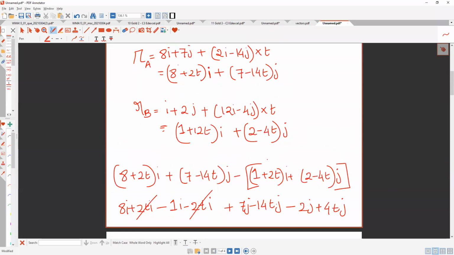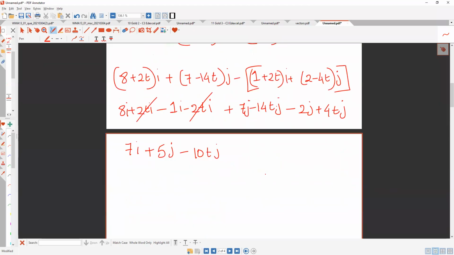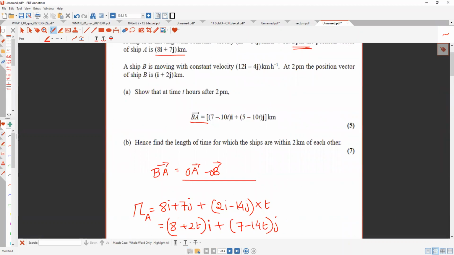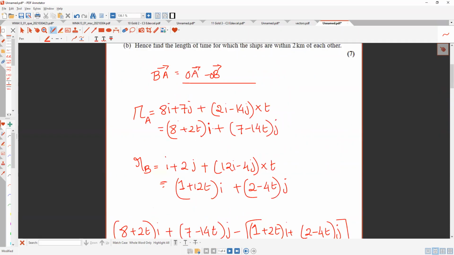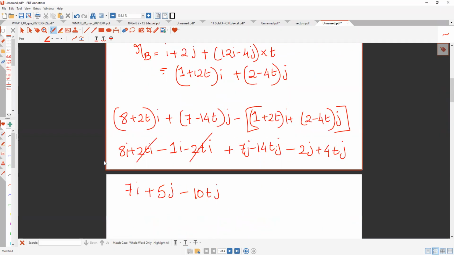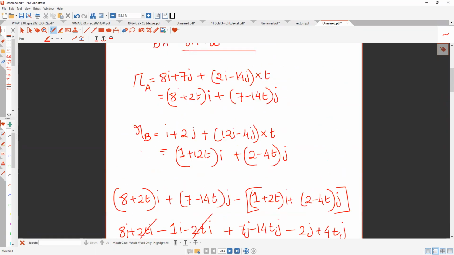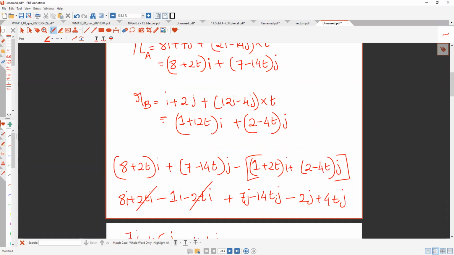এখানে দেখো 5 minus 10tj. Okay, halas. So this is hence proved এখানে. But they wrote 7 minus 10t here. What mistake did I make? 7 minus 10ti, so 10ti আসার কথা এখানে. Did I make any mistake?